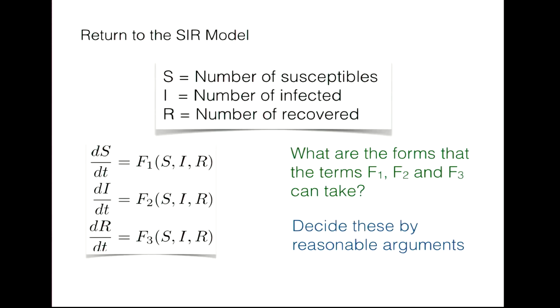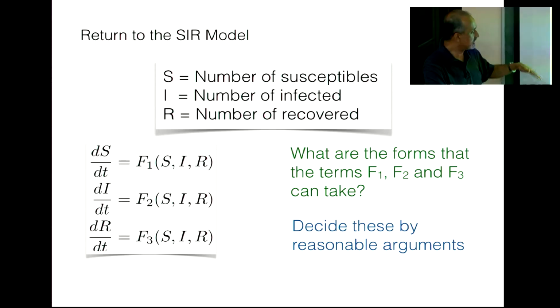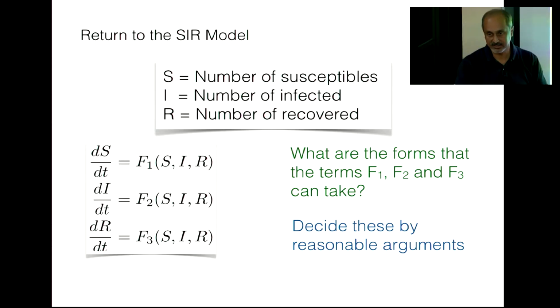So now we come back to what we decided we would study, which is the SIR model, which really is a combination of three coupled first order equations for S in time, I in time, and R in time, with functions on the right hand side that depict how S, I, and R interact with each other. The question is, what is the functional form that these functions f1, f2, and f3 can take? The point is to try and decide these by some reasonable arguments.